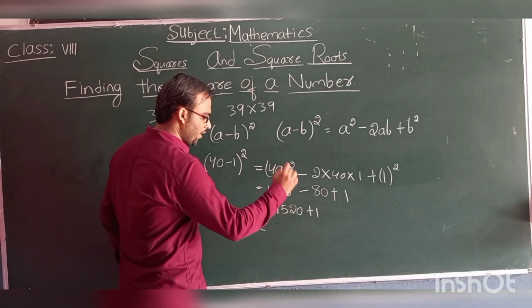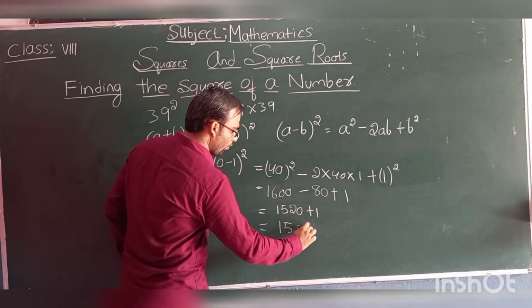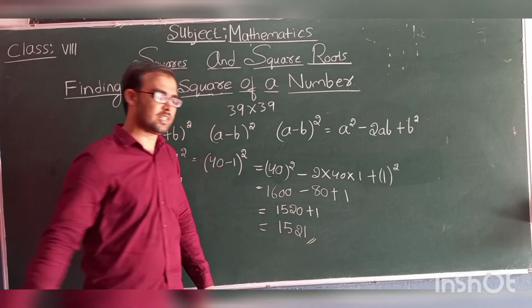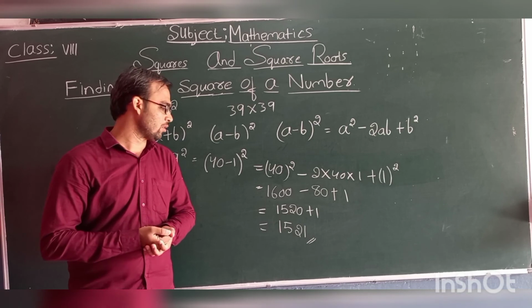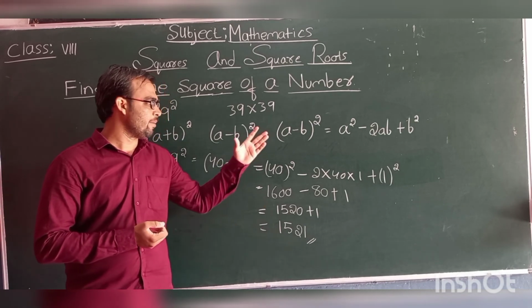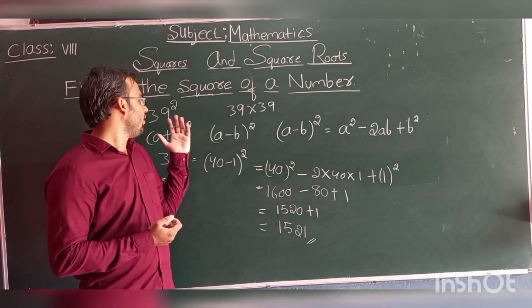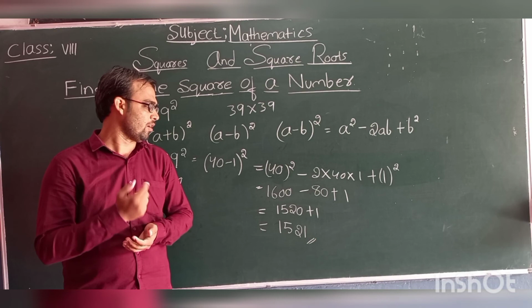Now 1520 plus 1 is what? 1521. Okay. So what we have got? We have got the same answer which we got when we found the square of 39 using a plus b whole square. So using a minus b whole square also we have got the same answer. So what is meant by that? We can find the square of any number using identities, whether it is a minus b or a plus b.